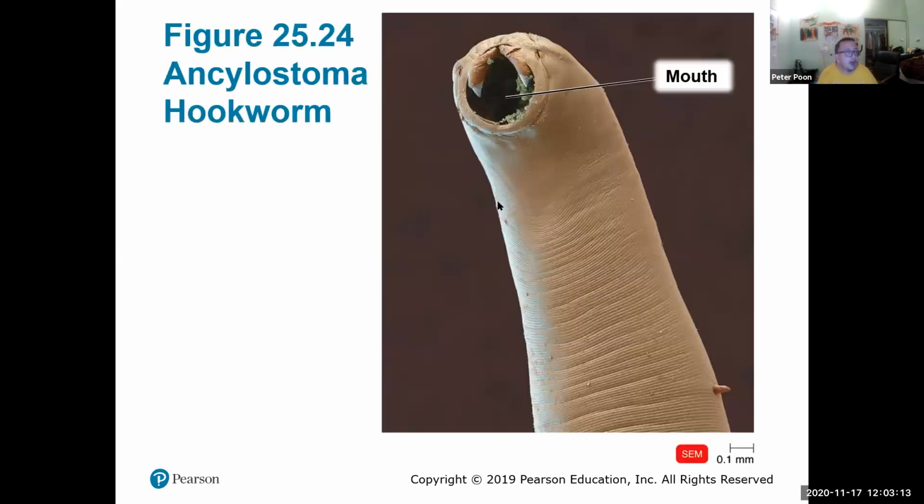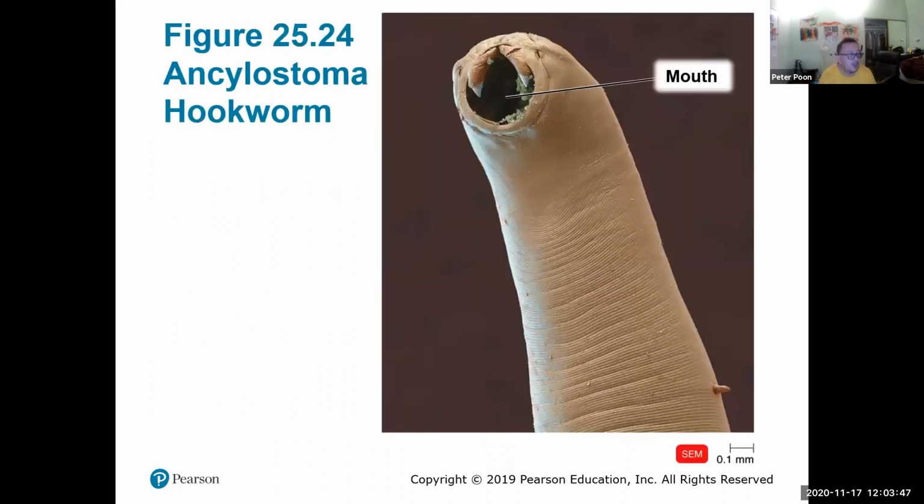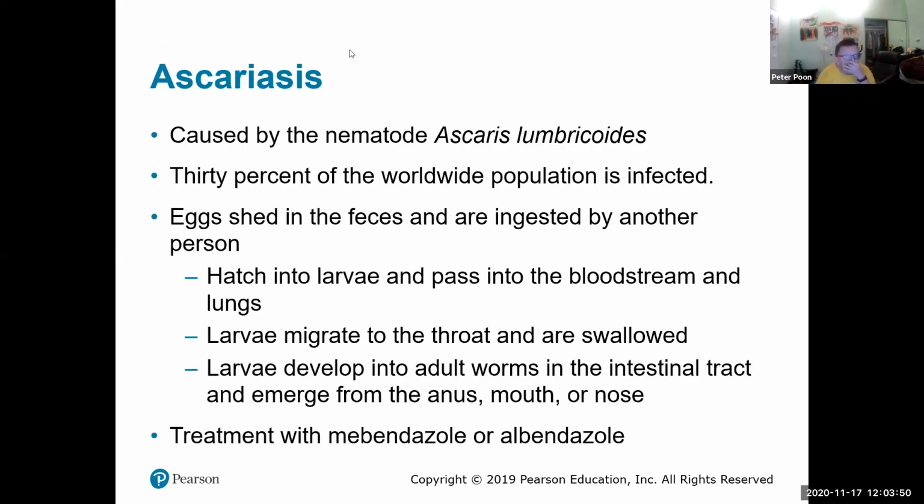Hookworms. So these are hookworms. These guys are worse because pinworms and tapeworms feed on what's coming through, but hookworms actually feed on blood and tissue of your body. So they cause bleeding, which causes anemia and lethargic behavior. I'm not sure why it causes pica, but apparently it does.